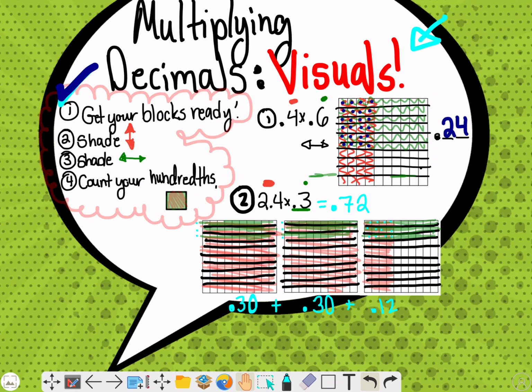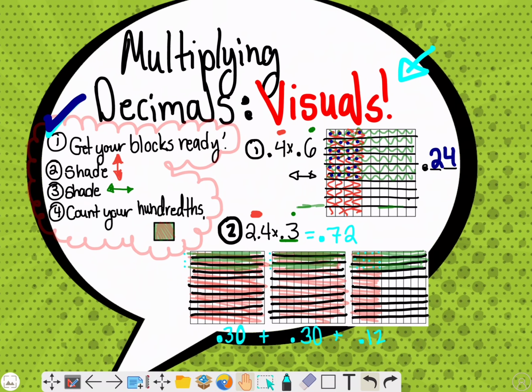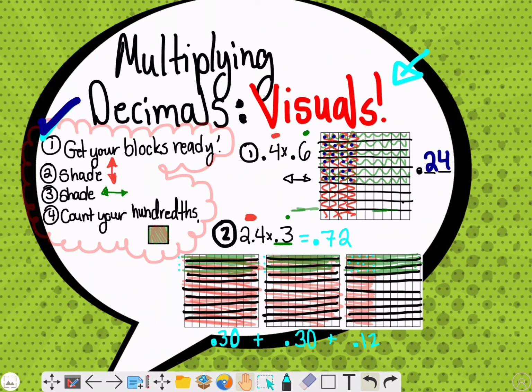I would invite you to take a screenshot of this so you remember what the visuals are, how to set it up. I'll probably do a video about this similar concept later in the year because you'll probably be covering it later in the year.